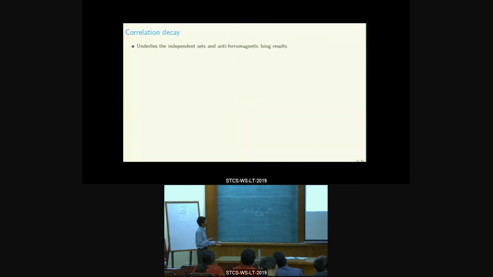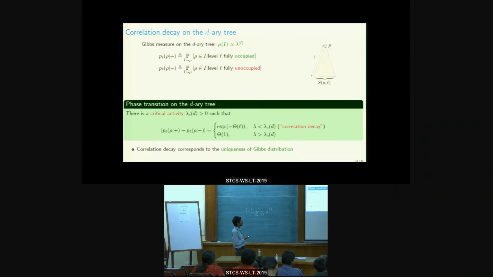So this correlation decay phenomenon underlies both these algorithms, and here is where those lines and that critical activity come from. I'll just describe it for the independent set; similar things happen for the anti-ferromagnetic Ising model as well. What you do is you look at just the tree, not a general graph. So here's a tree of arity D. It's an infinite tree, and you truncate it at level L, at distance L from the root. Now you look at two different fixings of the leaves, the two extremal fixings: fix everything on the leaves at distance L to plus, or fix everything on those leaves to minus.